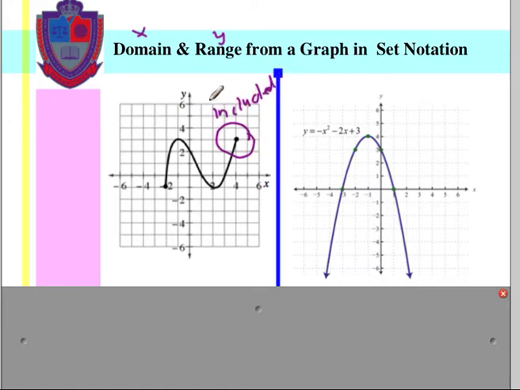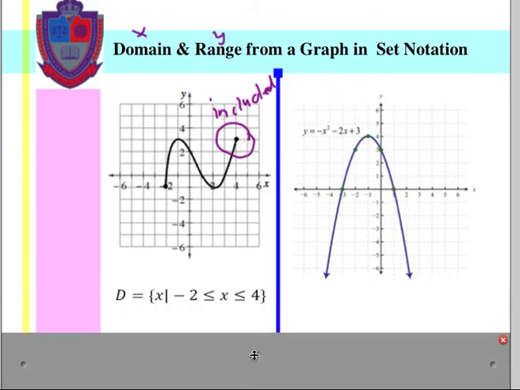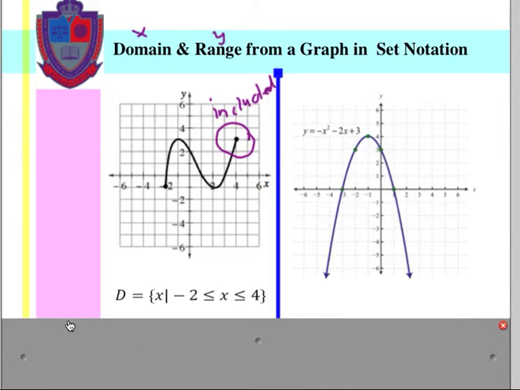So I want to write a notation for this. When I'm writing my notation, it will be something like this. The domain D is equal to x such that -2 is less than or equal to x and x is less than or equal to 4. Remember, I use less than or equal to because these numbers are included.